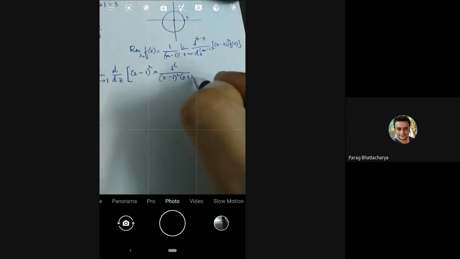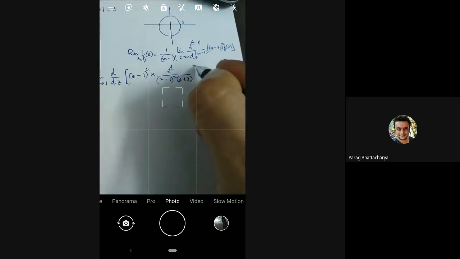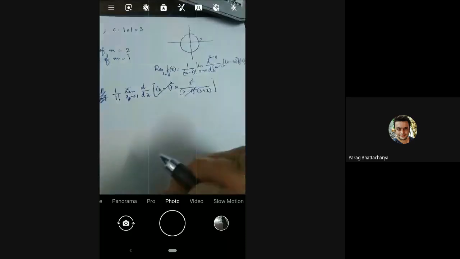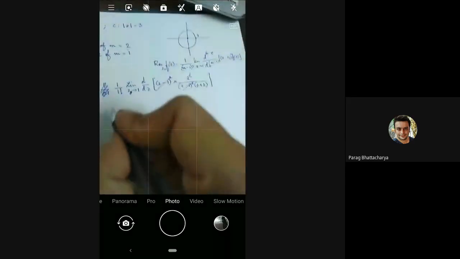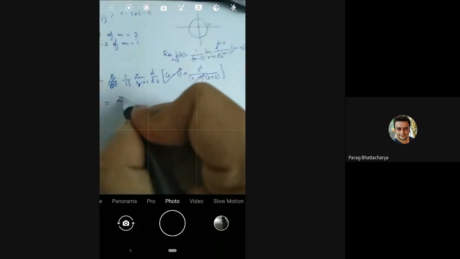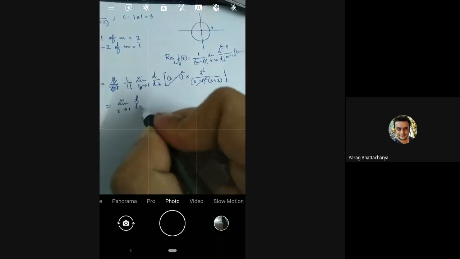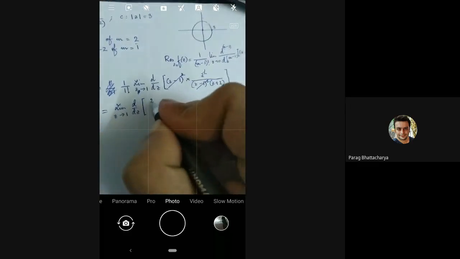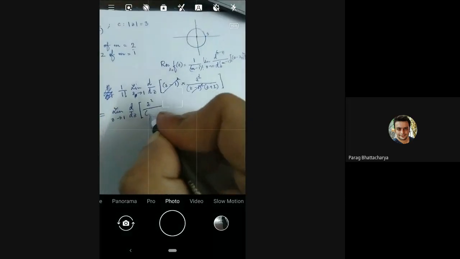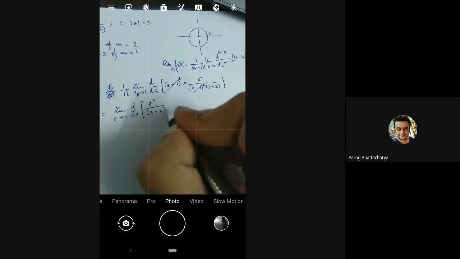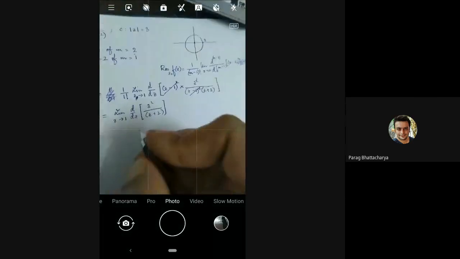z plus 2. This is what we have, right? I just wrote down this function right here. So now this will get cancelled out. So this outside, it is all 1. Okay, so limit as z tends to 1, d by dz, we have to differentiate this function, that is z squared divided by z plus 2. This is what we have to do.